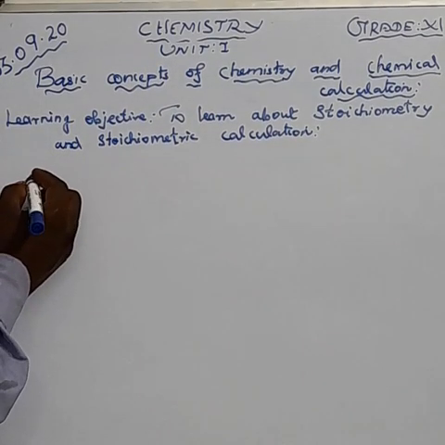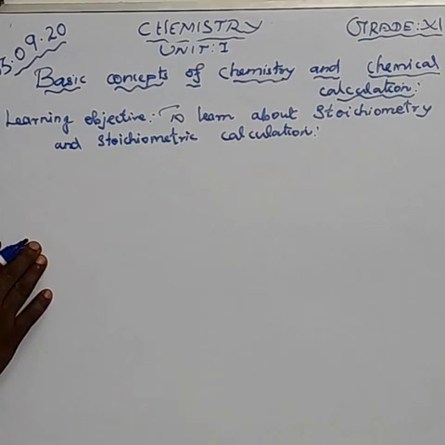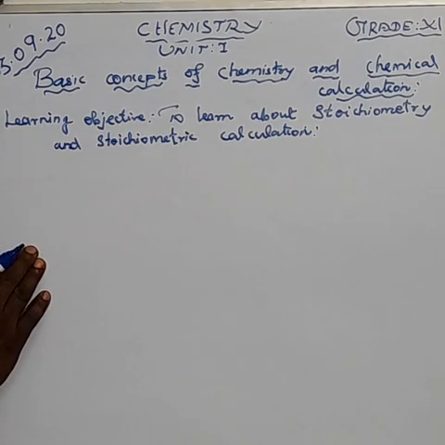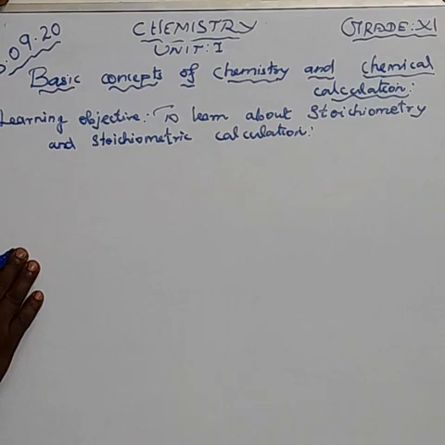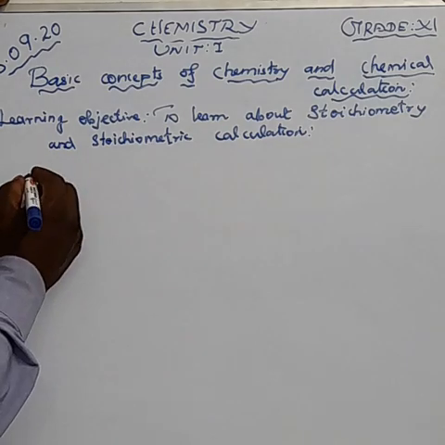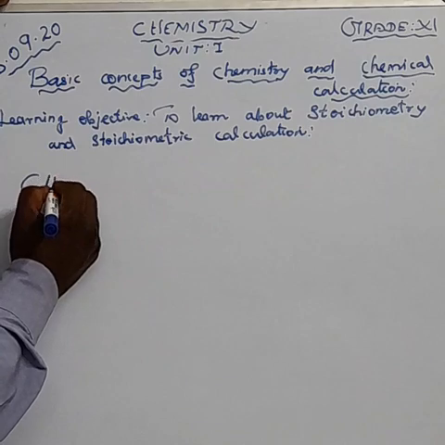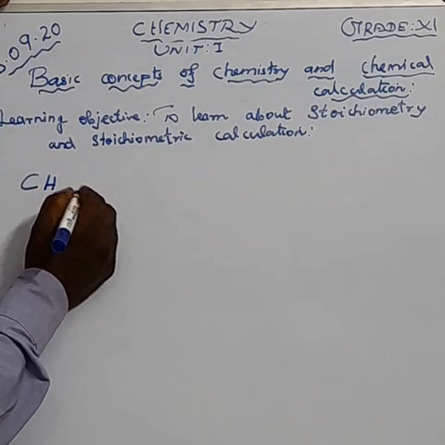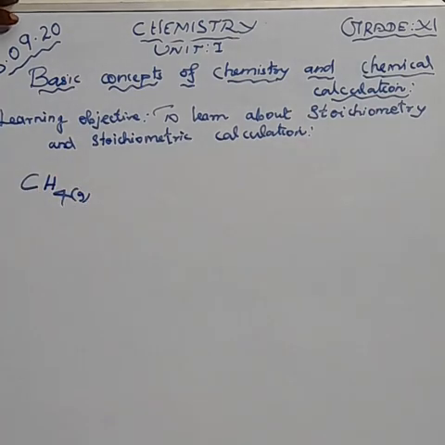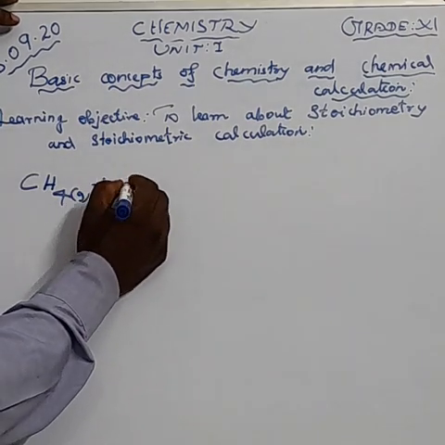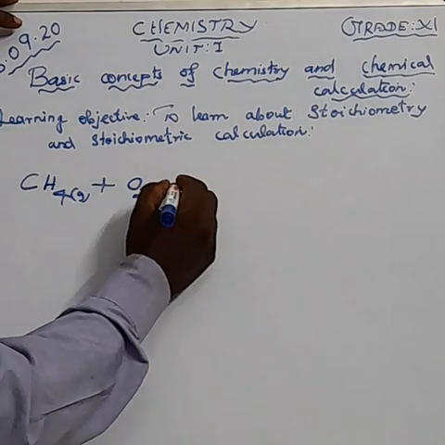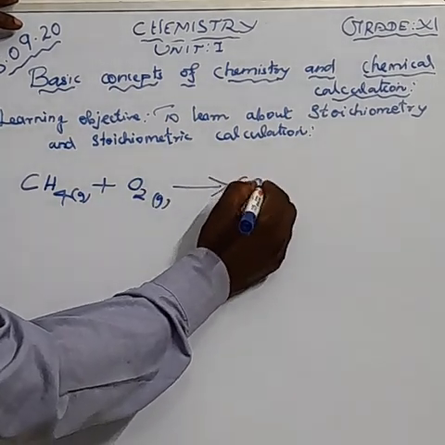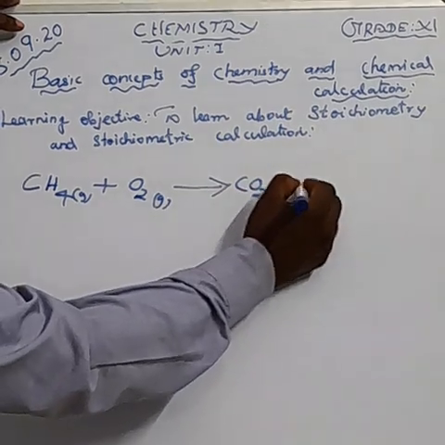Let us consider one of the balanced chemical equations. What's the formula for methane? CH4, methane gas. Methane reacts with oxygen gas to give carbon dioxide, CO2 gas, plus water.